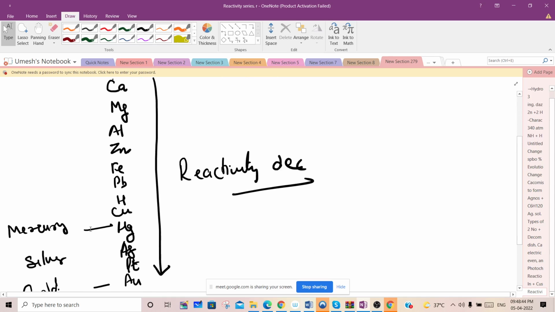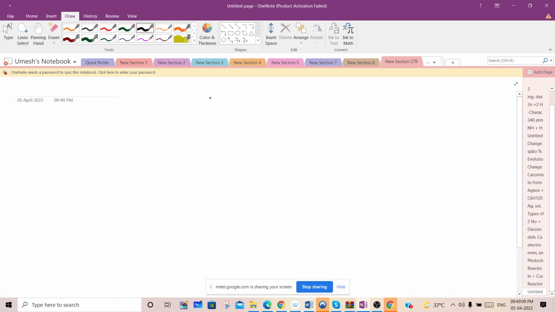Have you noted down this reaction? This whole equation? Yes, sir. So if you choose here, copper cannot displace the zinc, but zinc can displace the copper. Understood?